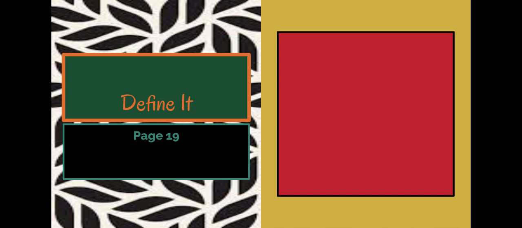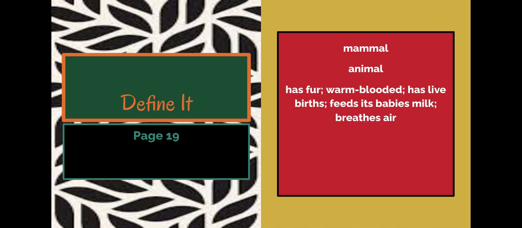Let's look at the word mammal. If we have to put mammal into a broad category, what would it be? A mammal is an animal. What attributes make a mammal different from other animals? A mammal has fur, it's warm-blooded, it has live births instead of hatching eggs, it feeds its babies milk, and it breathes air.